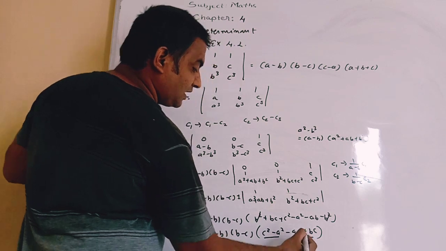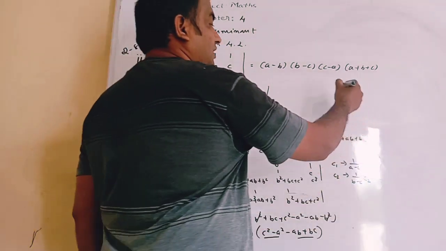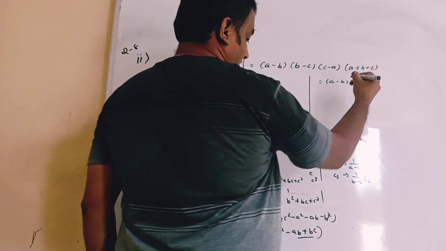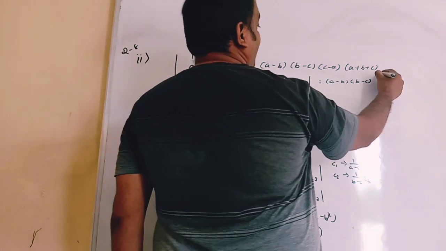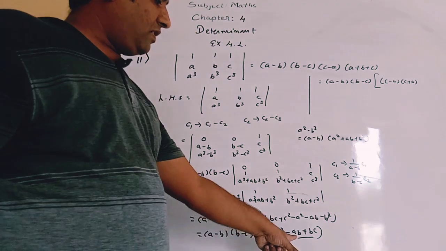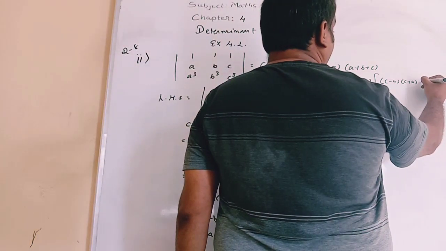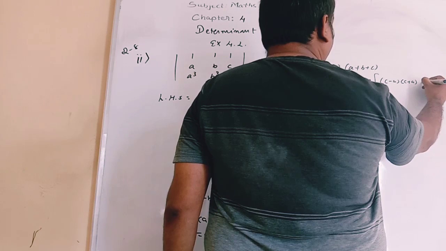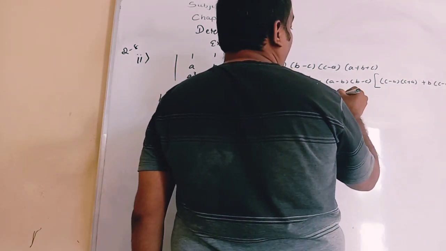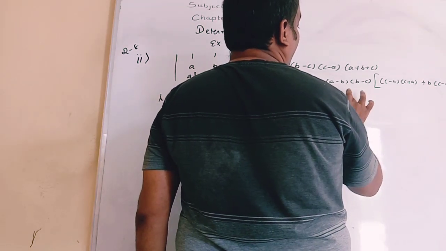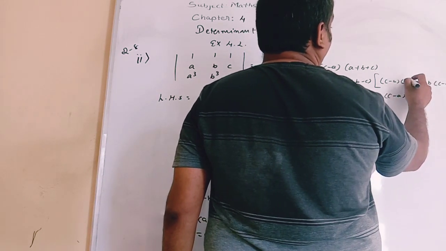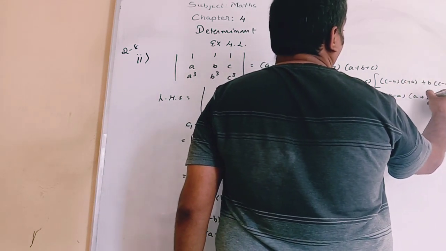So these two brackets and these two. So c square minus a square factors will be a minus b, b minus c as it is, and c square minus a square factor will be c minus a, c plus a. And from here, plus b is common, then c minus a. So c minus a common, then a minus b, b minus c. From these two terms, c minus a common, then from here a plus c and here b. So a plus b plus c.